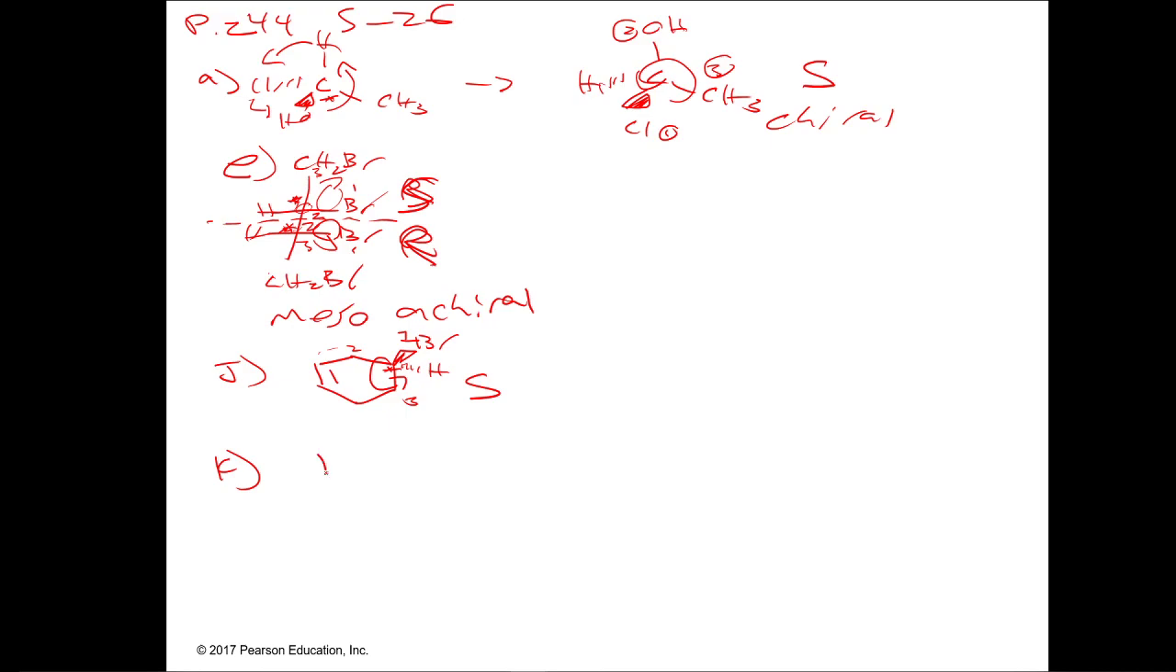If you look at K, then that's 1. But then these are the same. These are the same. So there's no way to assign priority over here. So this is achiral. Again, this is something that if you just practice, you'll get better at it.